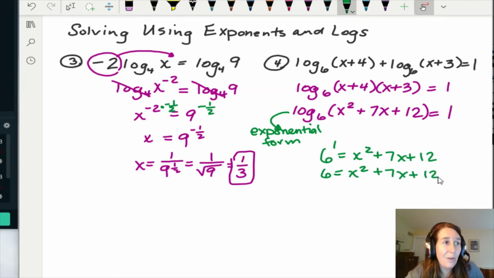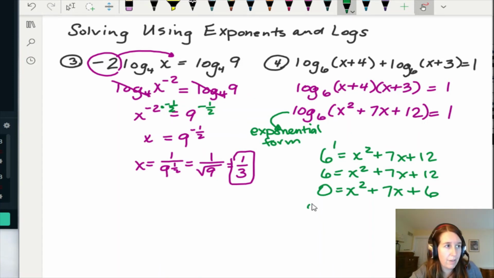So this is no longer a problem from exponents and logs. This is a quadratic problem, and we're going to need to factor or use the quadratic formula. I think I would prefer to factor first. Either way you do it, remember that you need to have the quadratic equal to 0. You don't want it equal to 6. It has to be equal to 0. So that's x squared plus 7x plus 12 minus 6 being the 6.